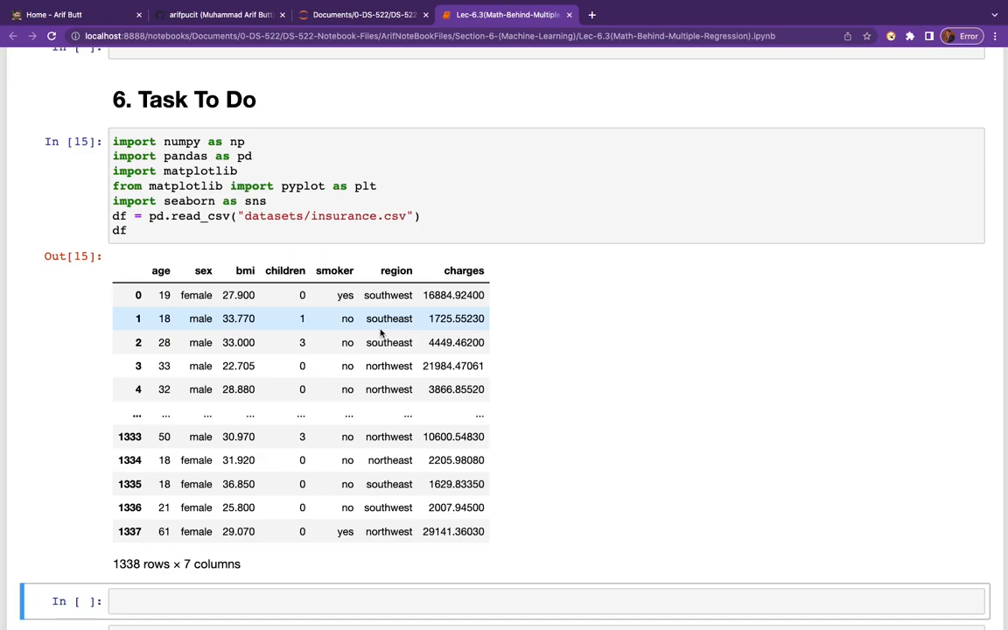I wish you all the very best for this task till we meet in our next session on the math behind gradient descent.